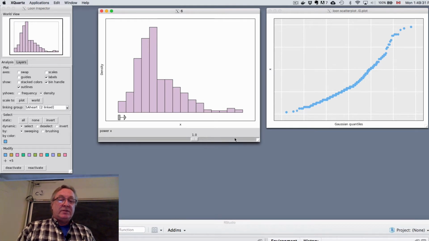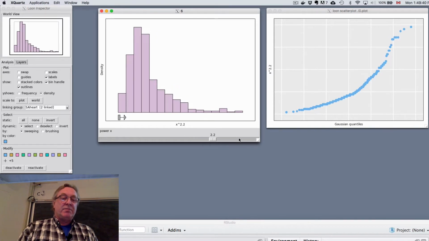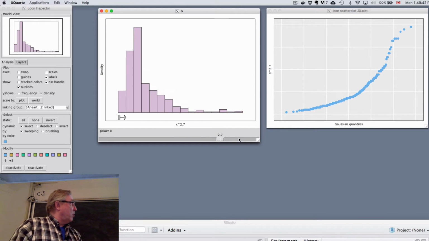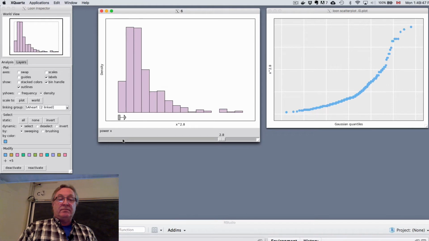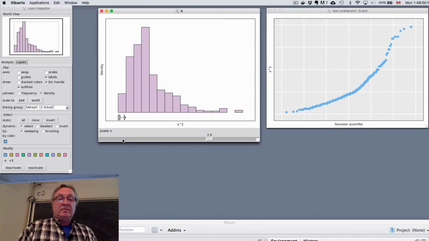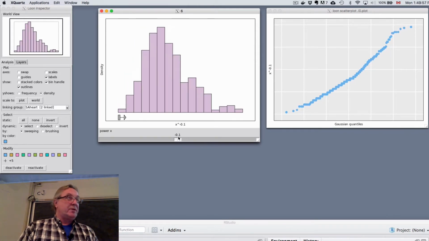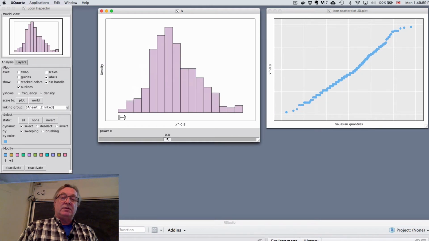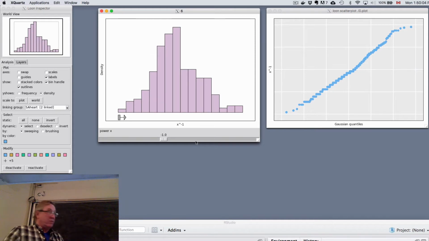I'll go up. So if I click there, it'll go up 1 step there. And you see the quantile plot changing as I increase the power, and this density is becoming more and more skewed. If I go the other direction, let me just grab the slider and start moving this. You'll see that this histogram is becoming more and more symmetric, and that quantile plot's looking straighter and straighter. So there's that -1 that we looked at before.